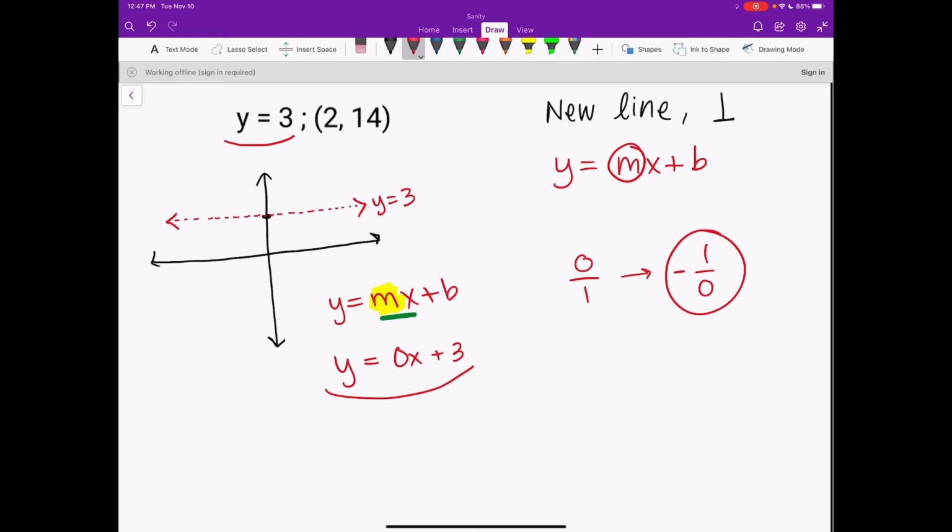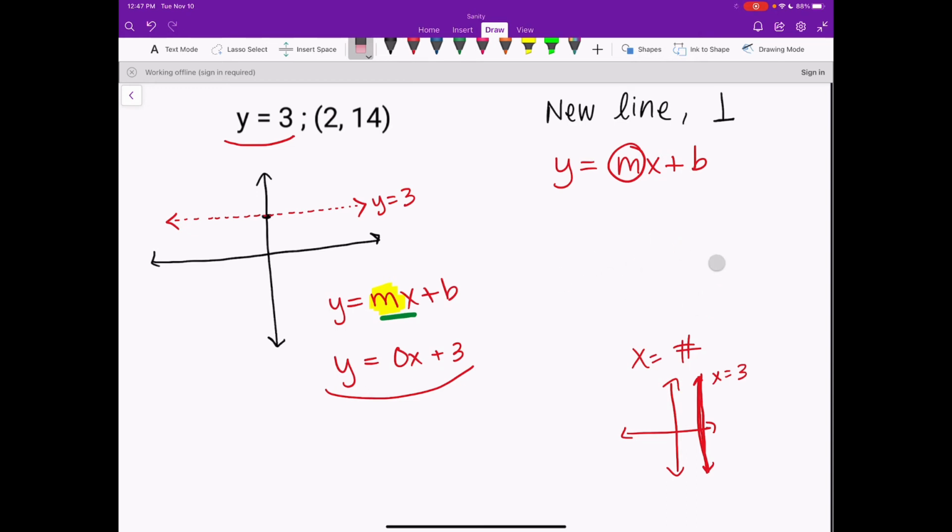We know that undefined lines have equations that look like x equals a number, right? Because x equals a number is going to be a vertical line. So maybe like x equals 3. That vertical line has a slope that is undefined. So technically it's got to be perpendicular to my horizontal line. So that's essentially what we're doing. If you have y equals 3, a perpendicular line to y equals 3 would be x equals 4, right?